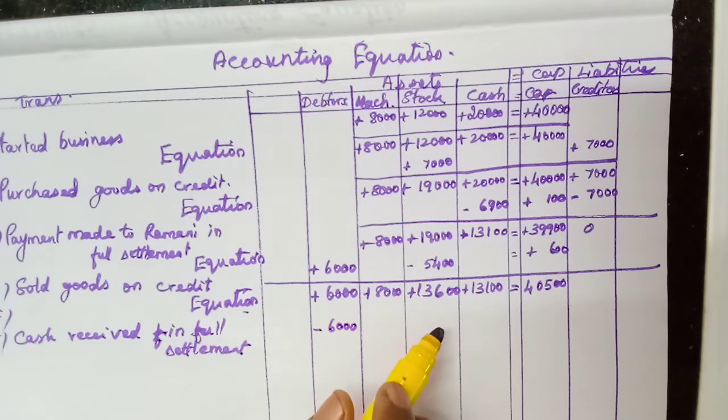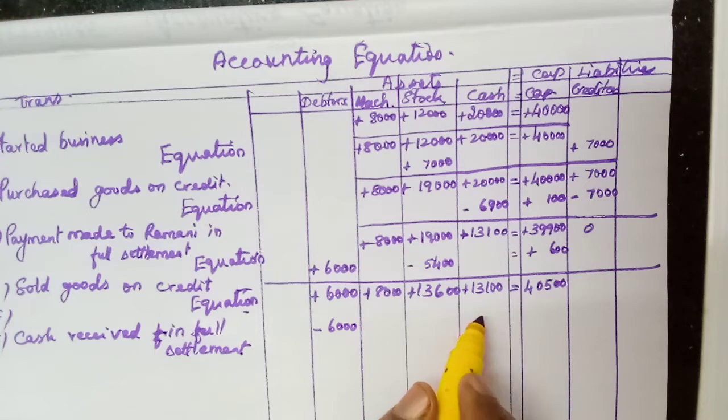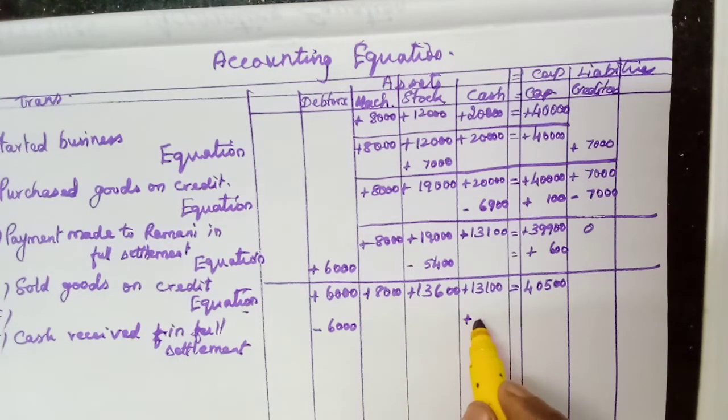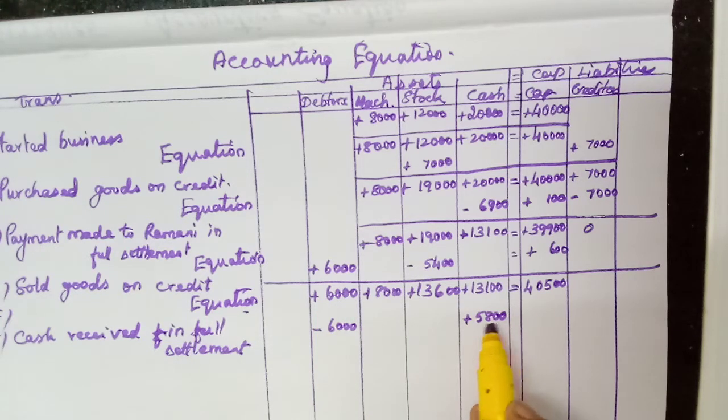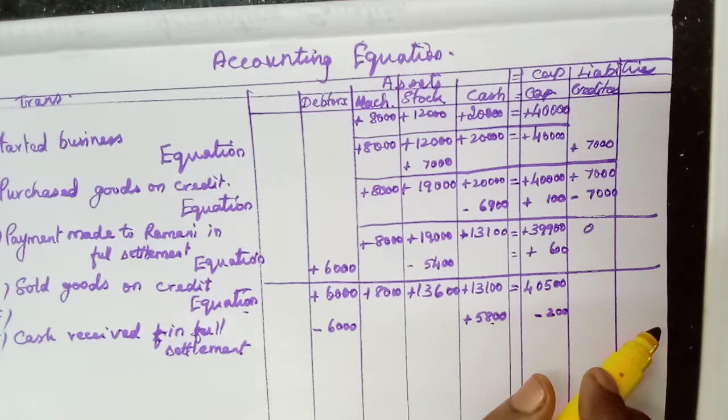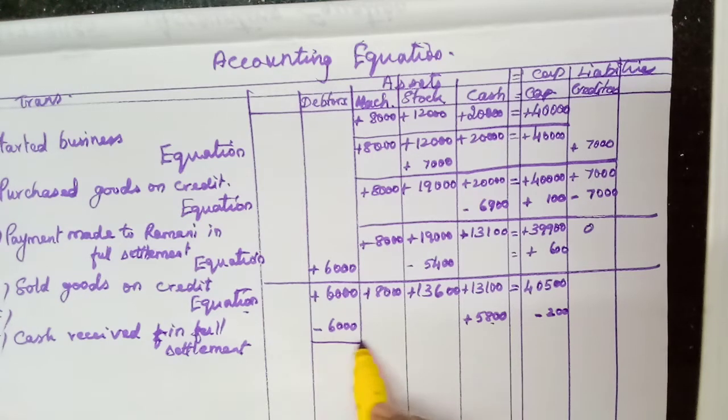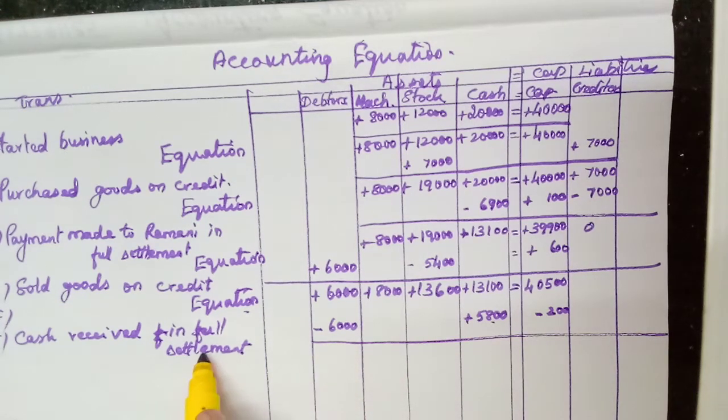But how much is he paying? 5,800 in cash received, so it will increase the cash by plus 5,800. He has to pay 6,000, but he is paying 5,800. The remaining 200 is a loss, so we need to reduce that from the capital. Okay, so now we will write the equation.